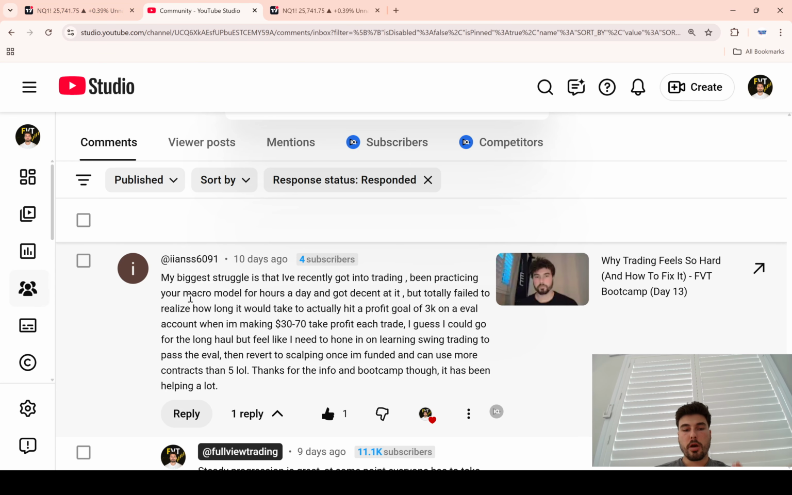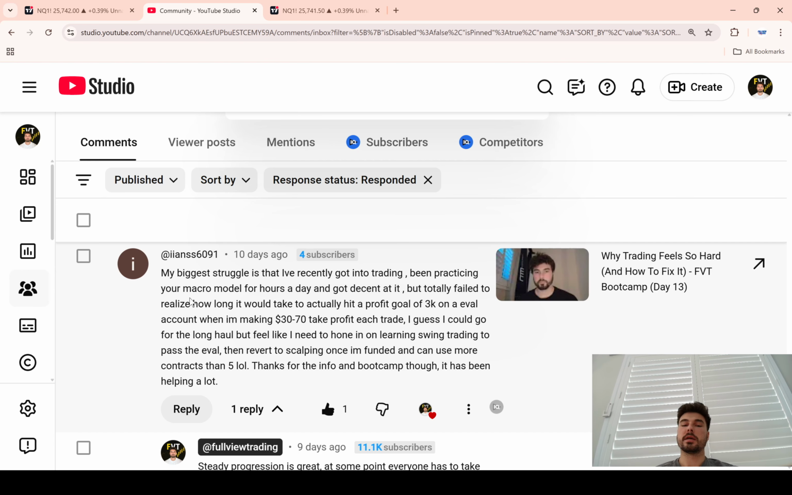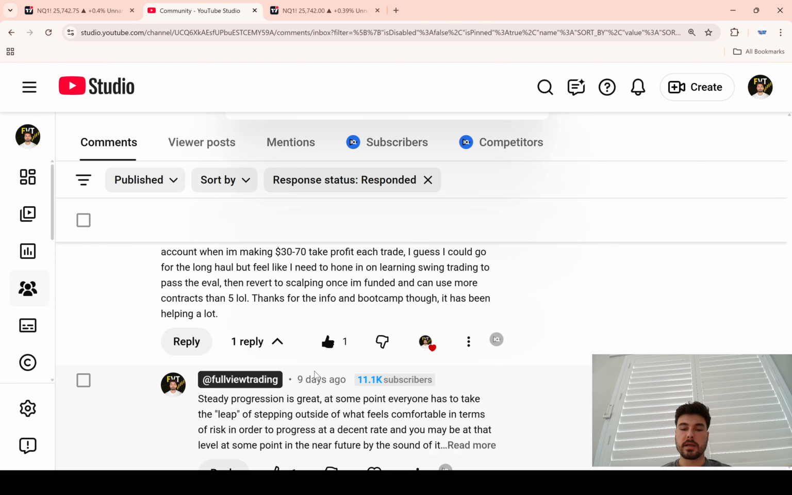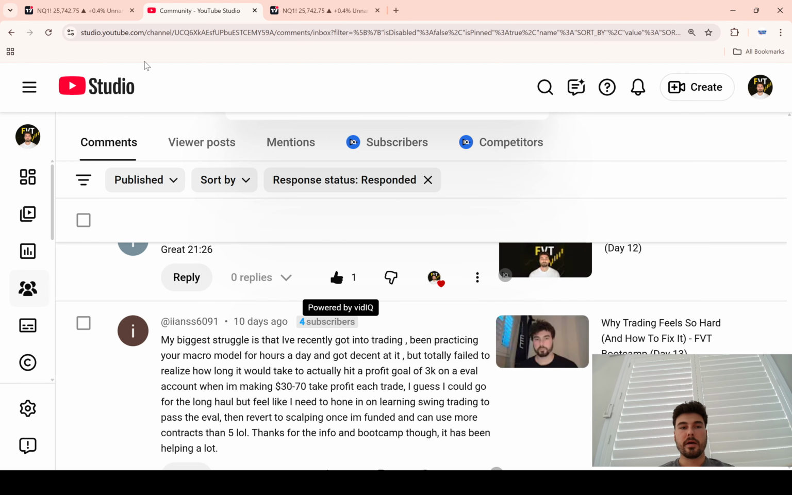Let's get into it. My biggest struggle is that I've recently got into trading, been practicing my model for hours a day, and I've gotten decent at it. But I totally failed to realize how long it would actually take to hit a profit goal of 3K, making $30 to $70 per trade. I guess I could go for the long haul, but I feel like I need to hone in on learning to scalp or swing trade, right? And I left a little comment here. Go take a look at that.